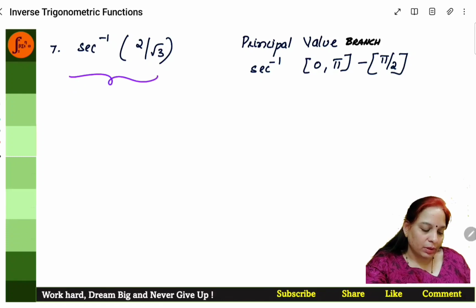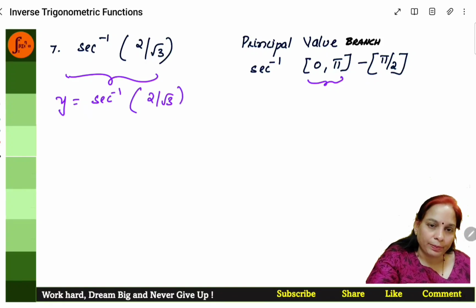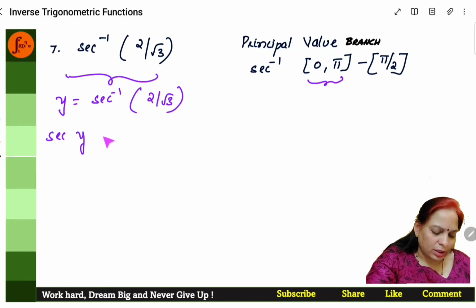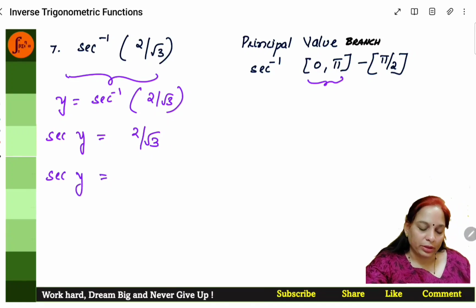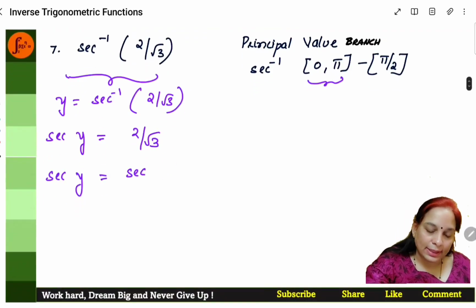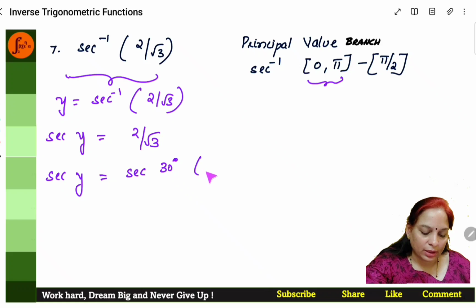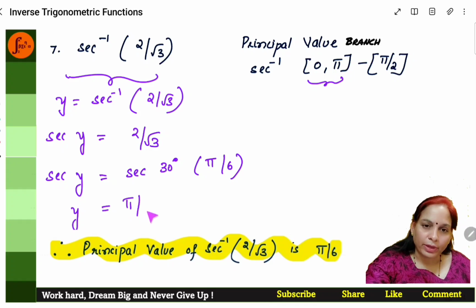Now let's take this problem. Secant inverse of 2 by root 3. What is the principal value branch? It's between 0 to 180 degrees, right? 0 to pi. Now we'll say y is equal to secant inverse of 2 by root 3, which means that secant y is 2 by root 3. So secant y, 2 by root 3 in the trigonometric chart is nothing but secant 30 degrees, which is pi by 6. So y is equal to pi by 6, and this belongs to 0 to pi.